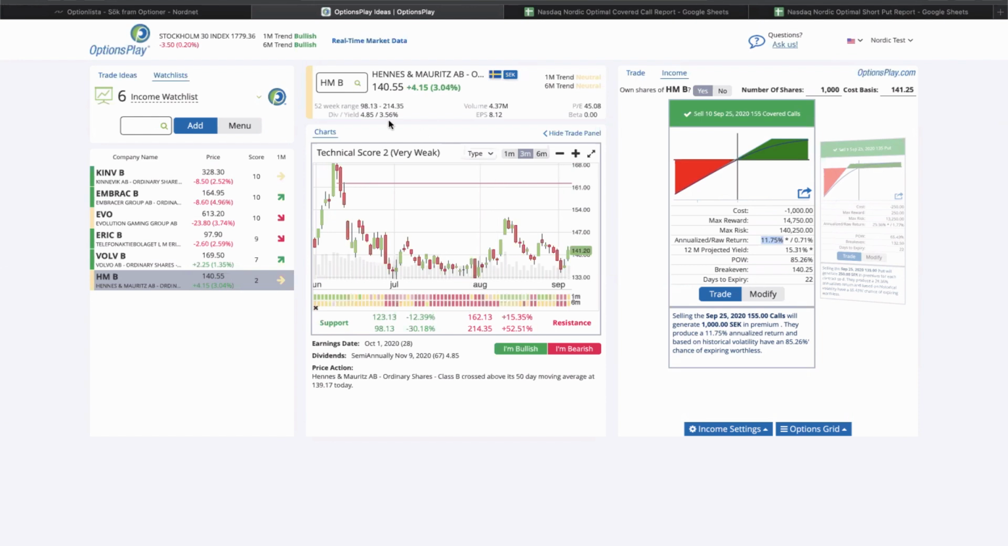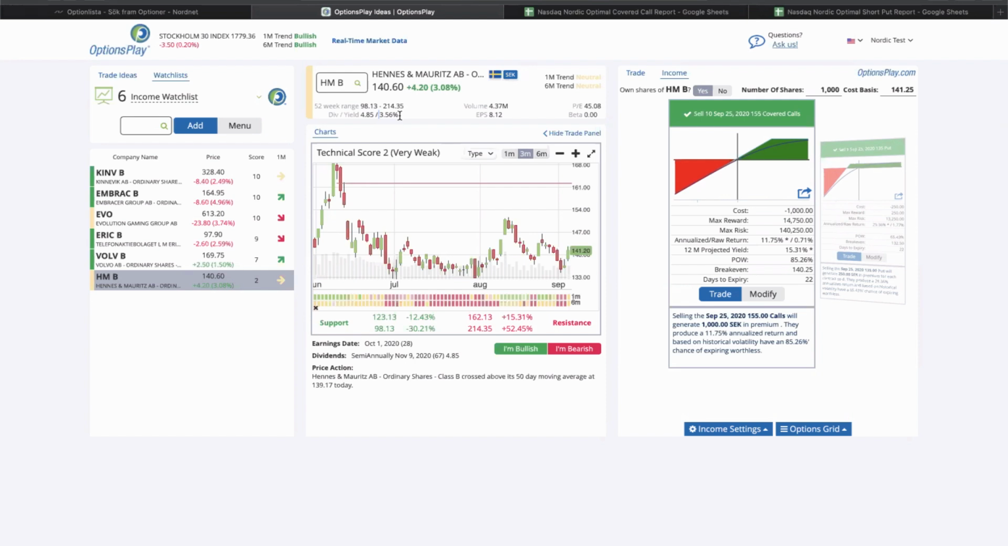an 11.75% yield on a stock that pays you about a 3.5% dividend yield. So you're increasing your dividend yield from about 3.5% to over 15% when you're adding a covered call on top of it. Those are the types of yields that you can expect from selling covered calls.